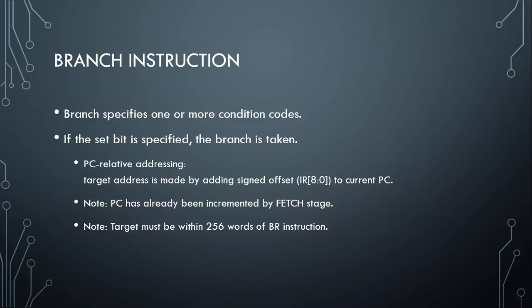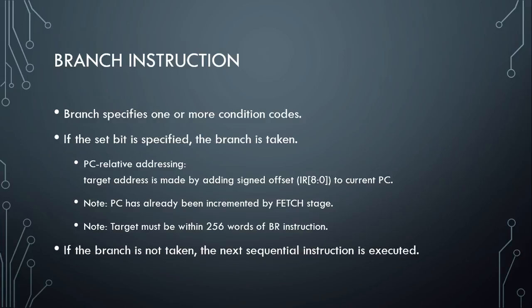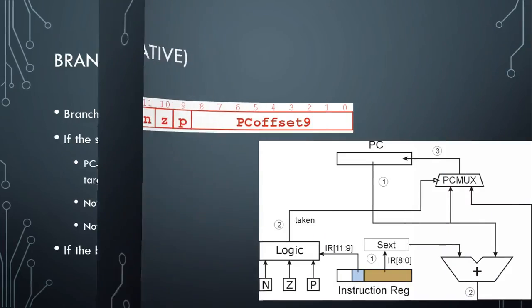Now note, the PC has already been incremented at this point by the fetch stage. So the PC is already incremented, so it's never going to be at 0. So it's already started its process. Also note that the target of the branch instruction must be within 256 words of the BR instruction. And BR, of course, meaning branch. If the branch is not taken, the next sequential instruction is executed.